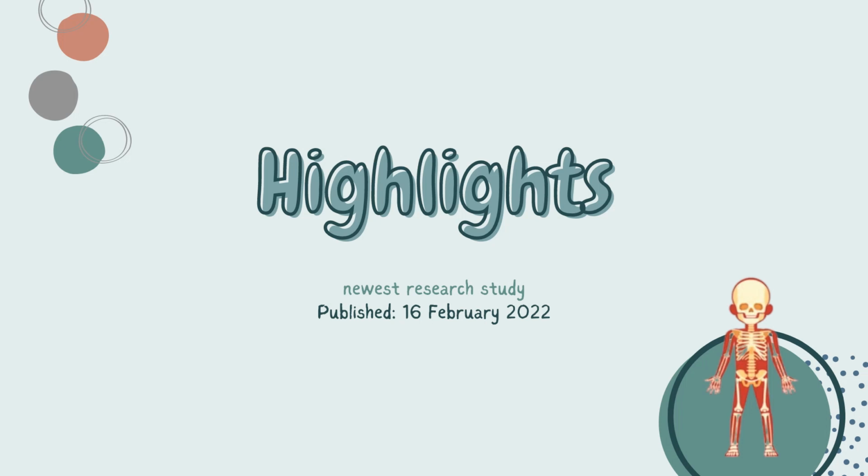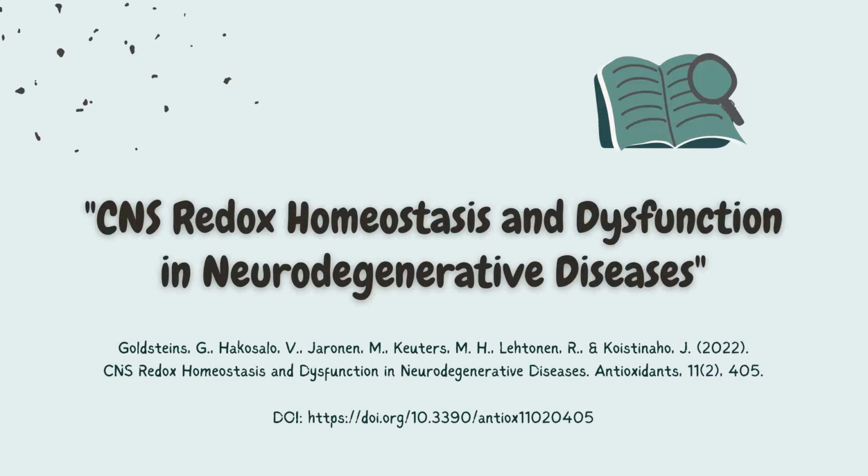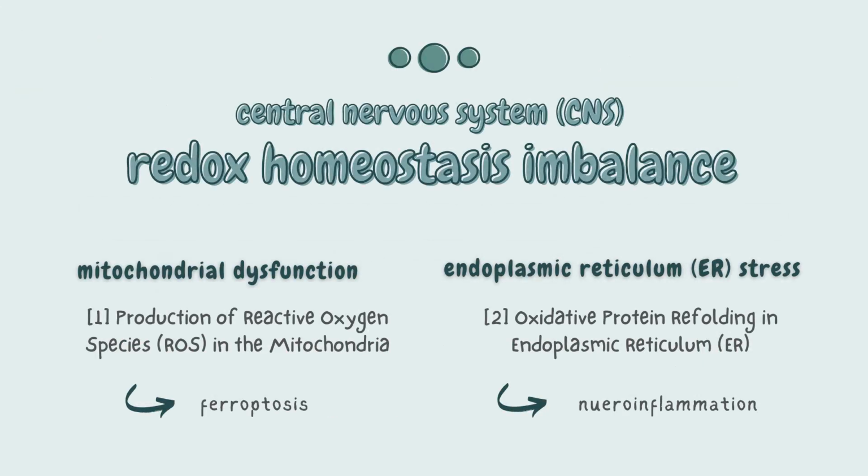For the highlights, we found a very recent research published on February 16, 2022. The research study was entitled CNS Redox Homeostasis and Dysfunction in Neurodegenerative Diseases by Goldsteins and colleagues. Their present review focuses on the major causes of central nervous system, or CNS, redox homeostasis imbalance comprising mitochondrial dysfunction and endoplasmic reticulum stress. Redox homeostasis is acknowledged to play a major role in both normal cellular function and disease of the human central nervous system.